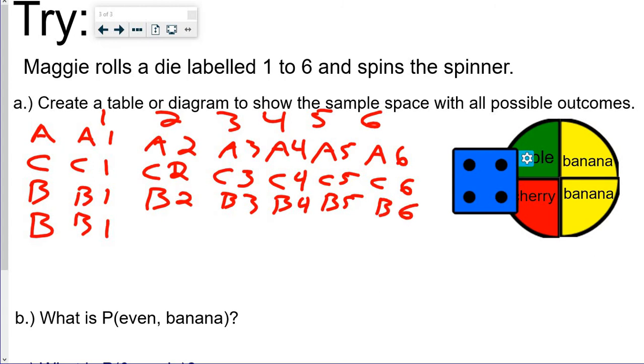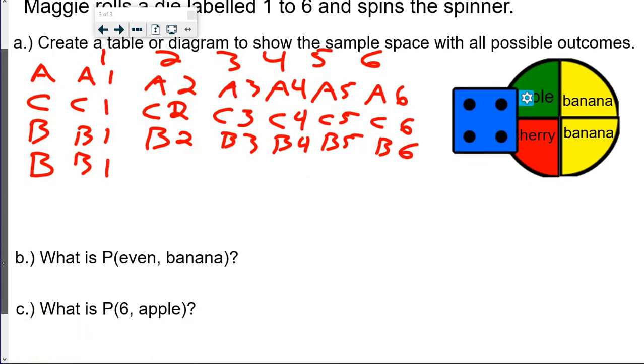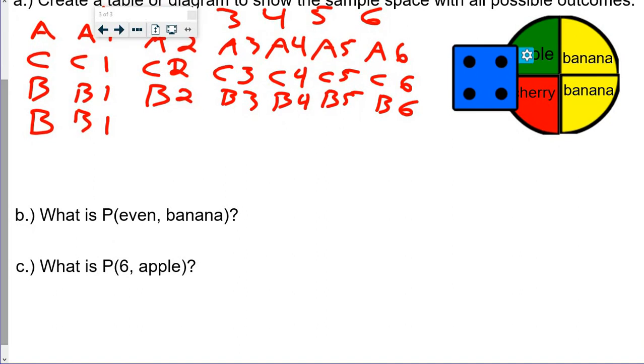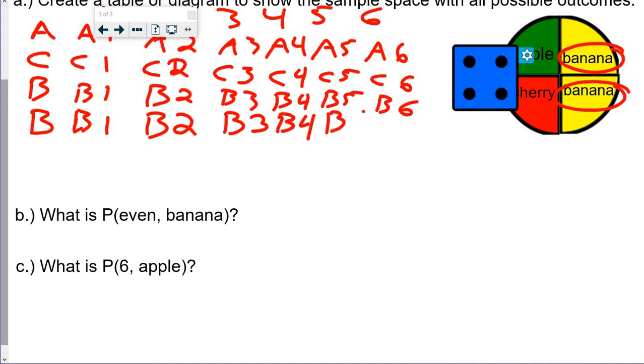Because we have 2 bananas in there, we have 2 areas that can be bananas. The first one here and the second one here. We have to put down 2 bananas because there's 2 possibilities that it can be there. So we write again B1, B2, B3, B4, B5, and B6.